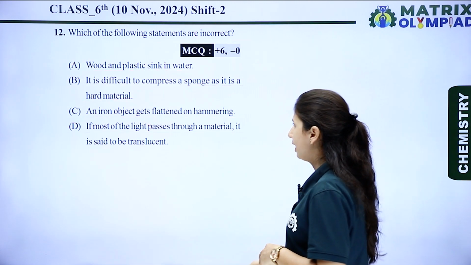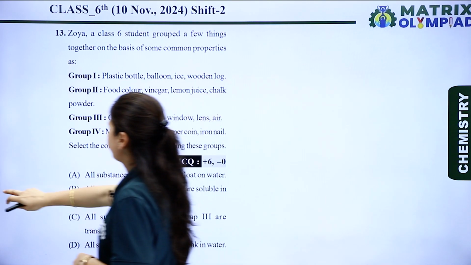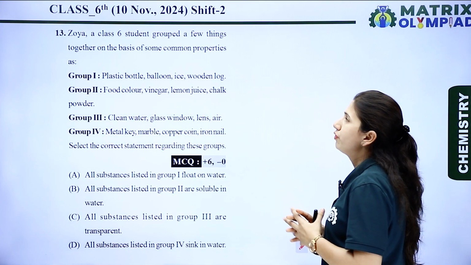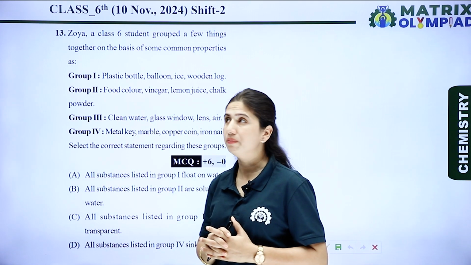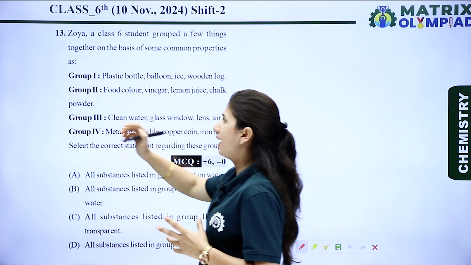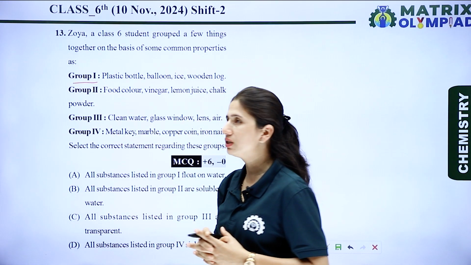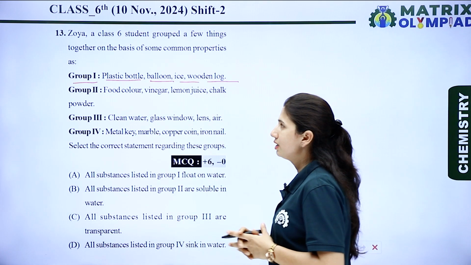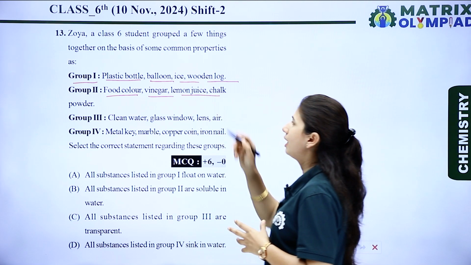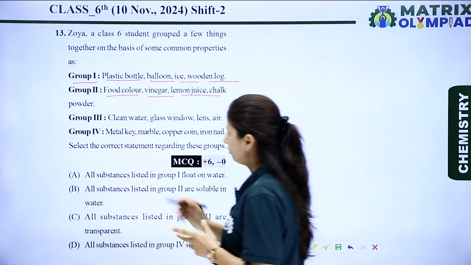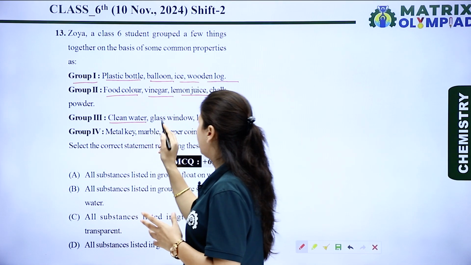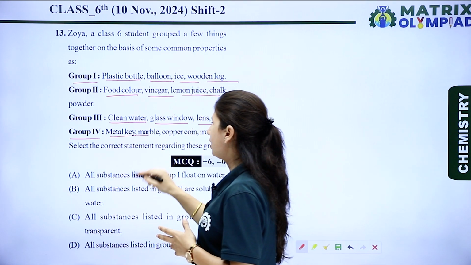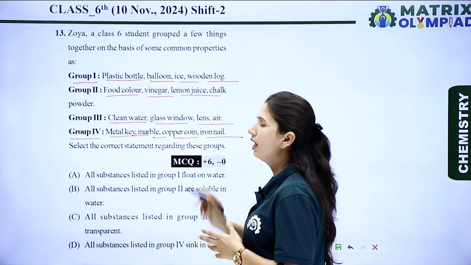Now let's see the next question. Joya, a class 6th student, grouped a few things together on the basis of some common properties. Group number first: plastic bottle, balloon, ice, wooden log. Second: food color, vinegar, lemon juice and chalk powder. Group third: clean water, glass window, lenses and air. Next: metal key, marble, copper coin and iron nail.